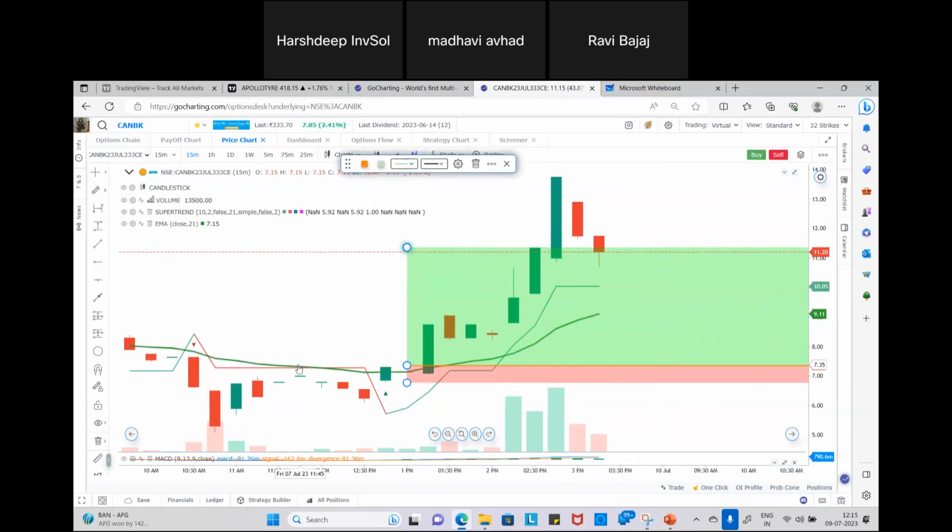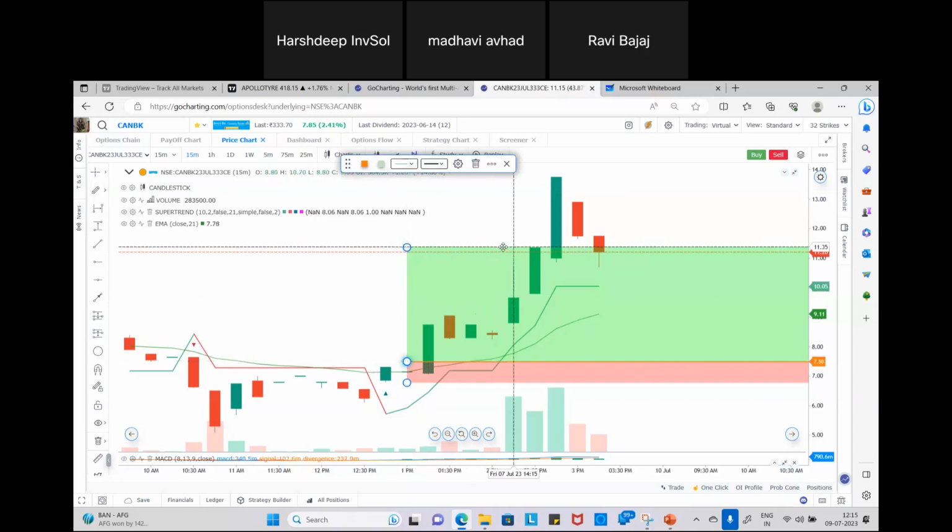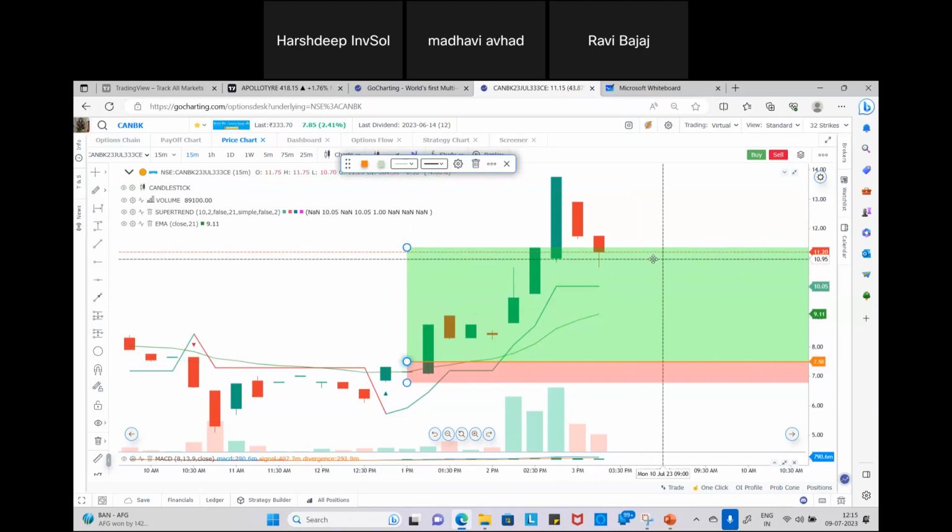So it is until 11 rupees. It started at 7.35, 7.37, so I will consider this as 7.5. I will try to reduce the glamour of this strategy by taking higher entries as well. So I took the entry at 7.5 and now it has, let us say, closed only at 11.20.